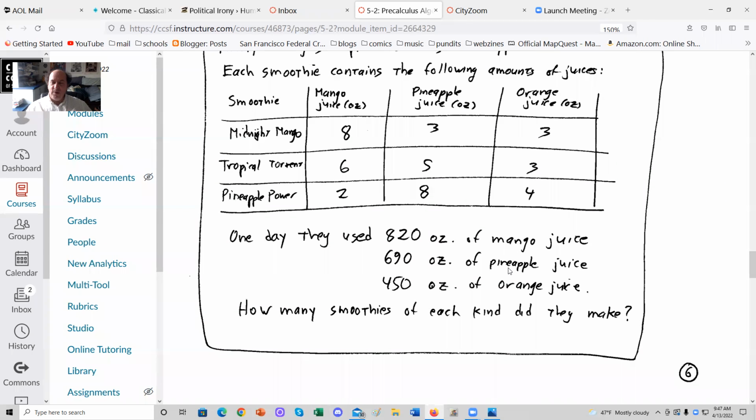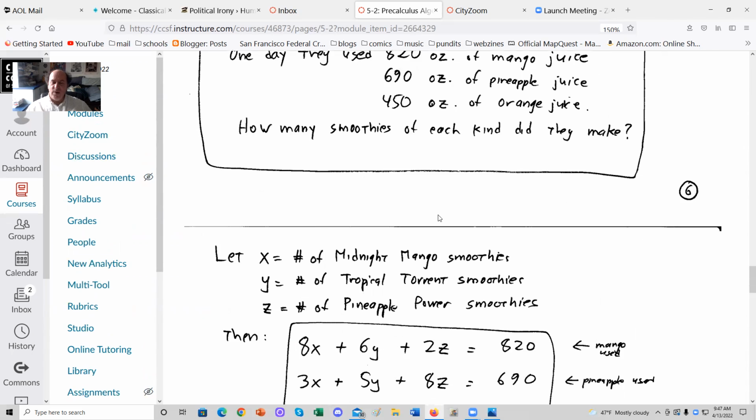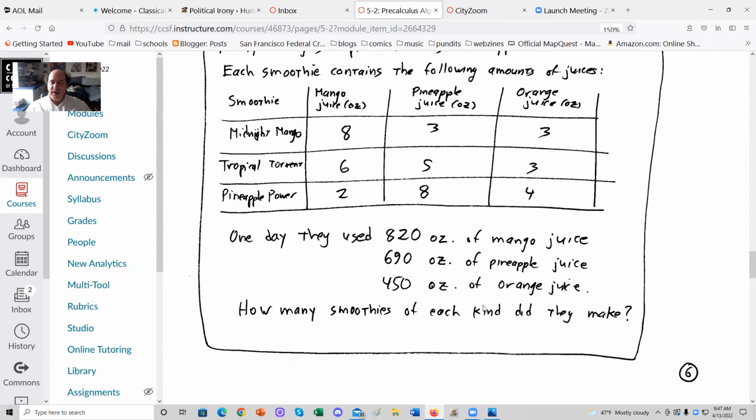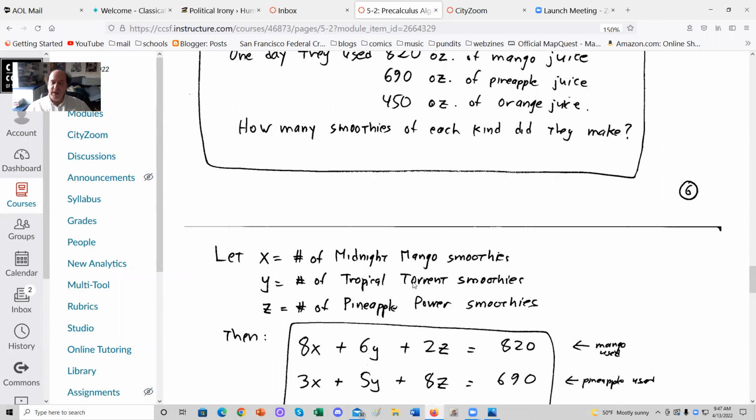That's for pineapple juice. It's 690 ounces. That's 3x of this, 5y here, plus 8z here. So 3x plus 5y plus 8z equals 690. We use 450 ounces of orange juice. So 3x plus 3y plus 4z equals 450.